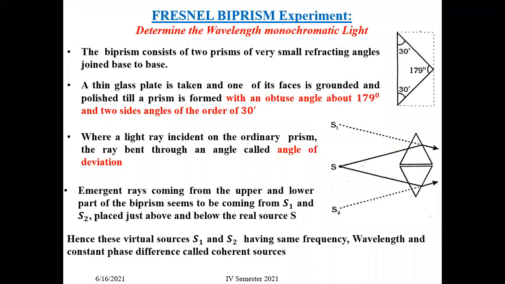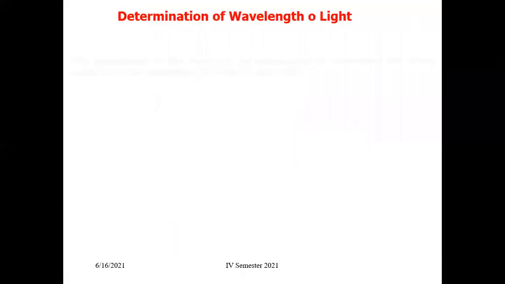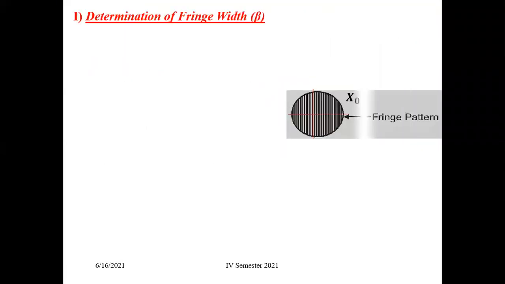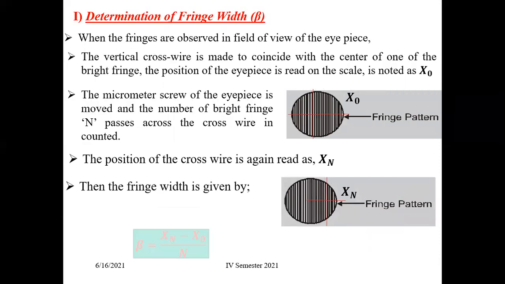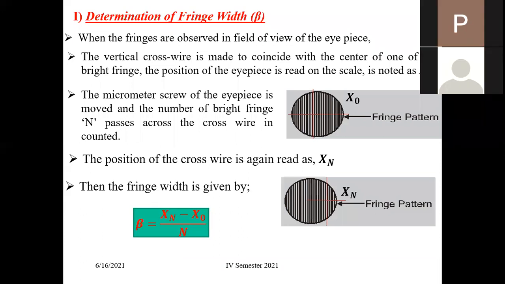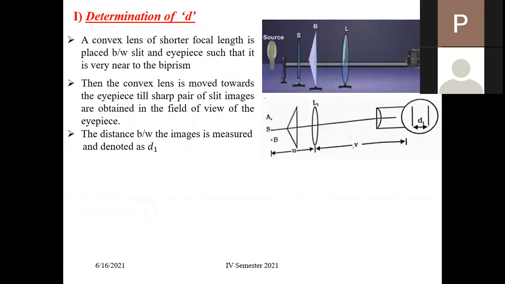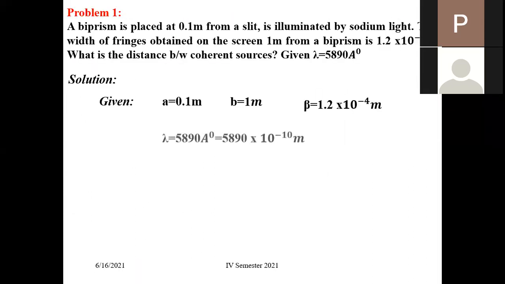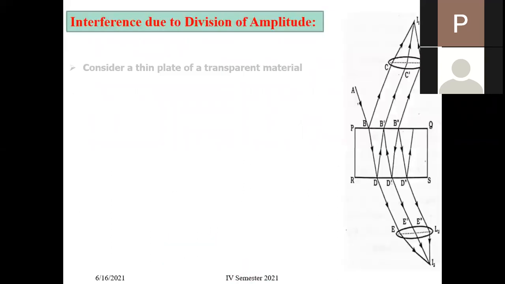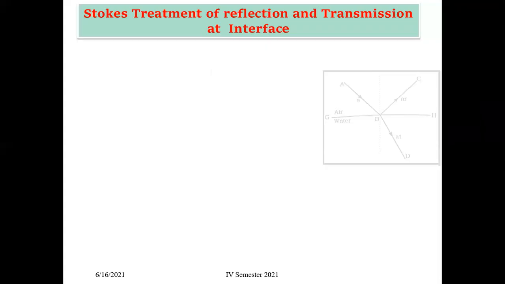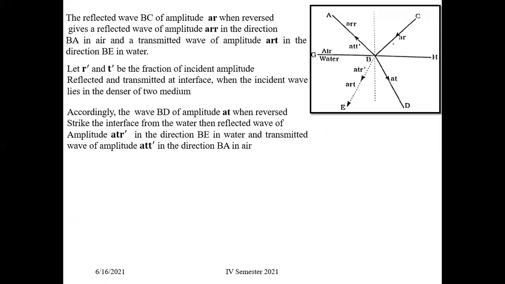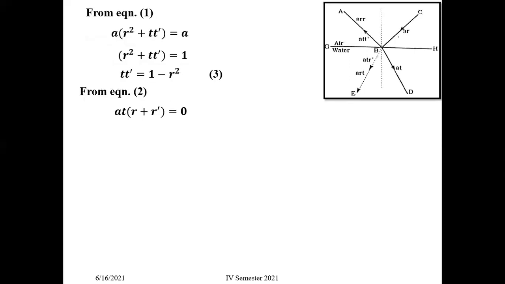In the previous class I discussed the interference due to thin films. In particular, I discussed the interference in the thin film due to the reflected light, and also derived the condition for getting maxima and the condition for getting minima. Today's class discusses the interference in thin film due to the transmitted light, and also the condition for getting maxima and minima, especially in the transmitted system.